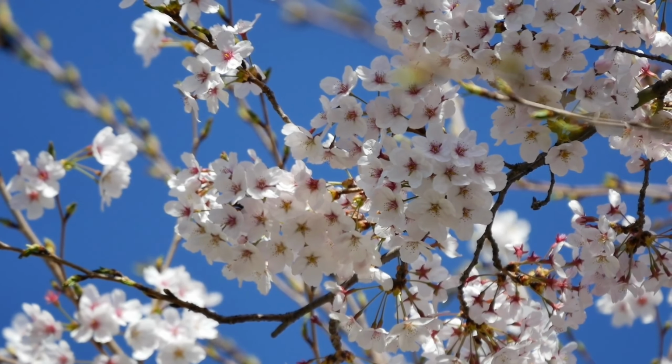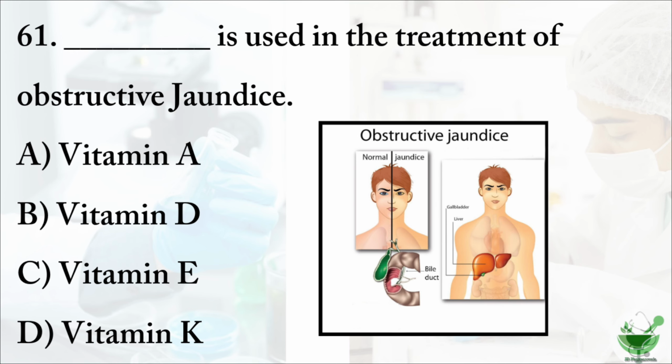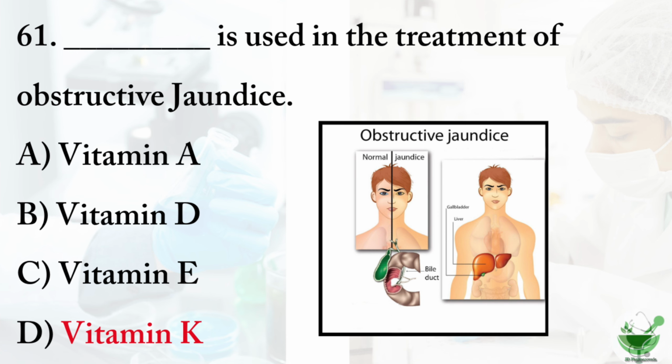In this video, let's start from question number 61. The question number 61 is dash is used in the treatment of obstructive jaundice. The options are option A, vitamin A, option B, vitamin D, option C, vitamin E, and option D, vitamin K. The correct option is option D, vitamin K.